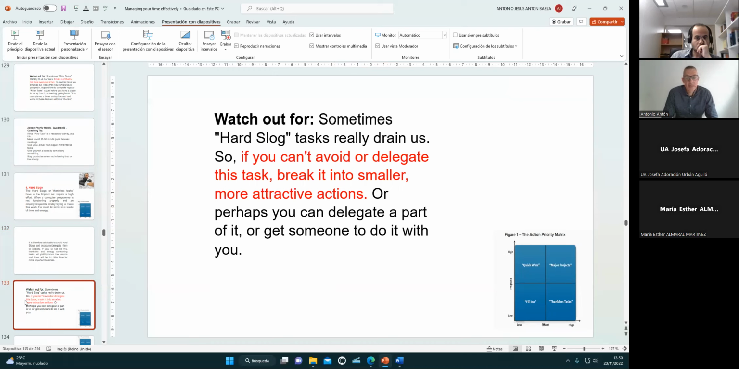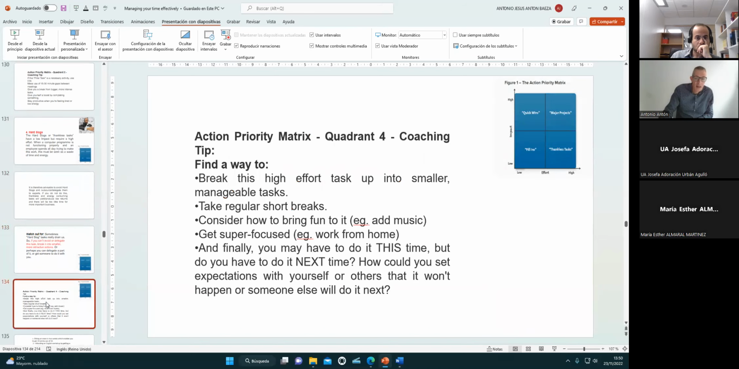Perhaps make it into two smaller parts. If that's not possible, break it into very small chapters or make it more attractive. Because when something is very low impact, sometimes it's difficult for someone to be motivated to do it. Sometimes you need to change the package and make it more attractive. Find a way.